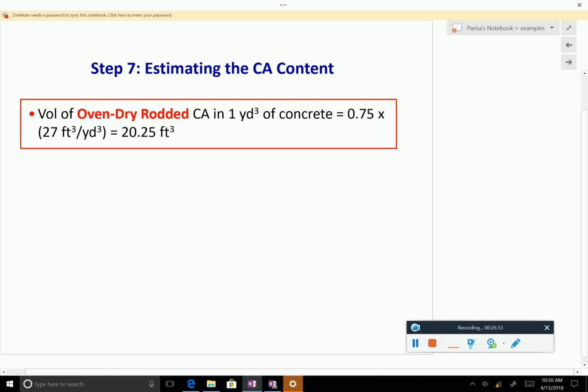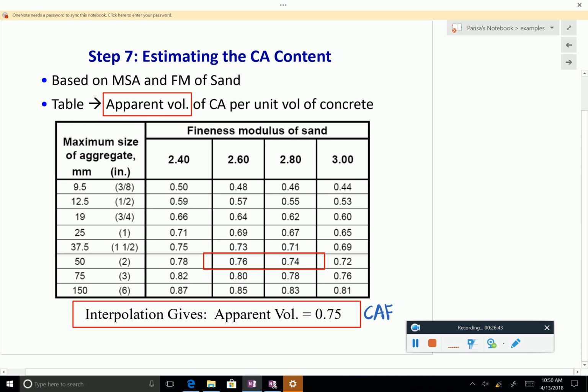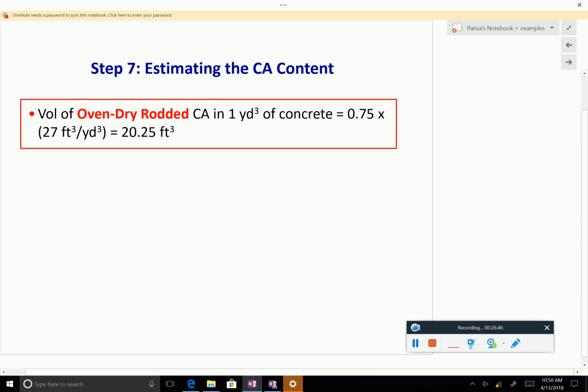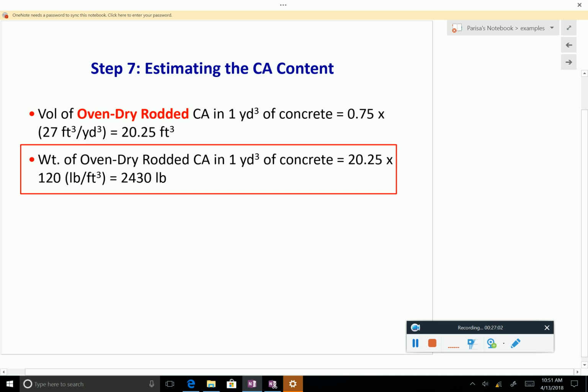And then, like before, we need to calculate the weight. Remember this one was apparent volume. So you need to use the oven dry rodded unit weight eventually. So I'm calculating first the volume in terms of feet cube. Like last time, you can combine the two steps, no problem. And to get the weight, you need to use the dry rodded unit weight, just like last time.